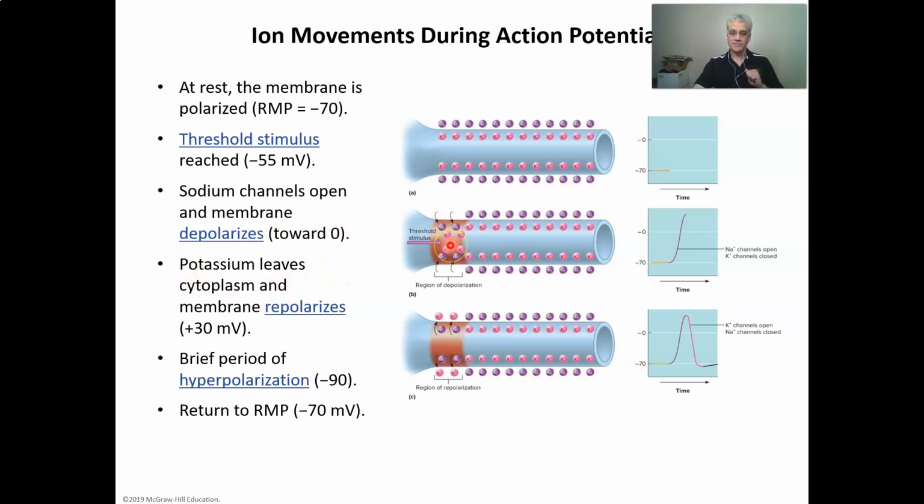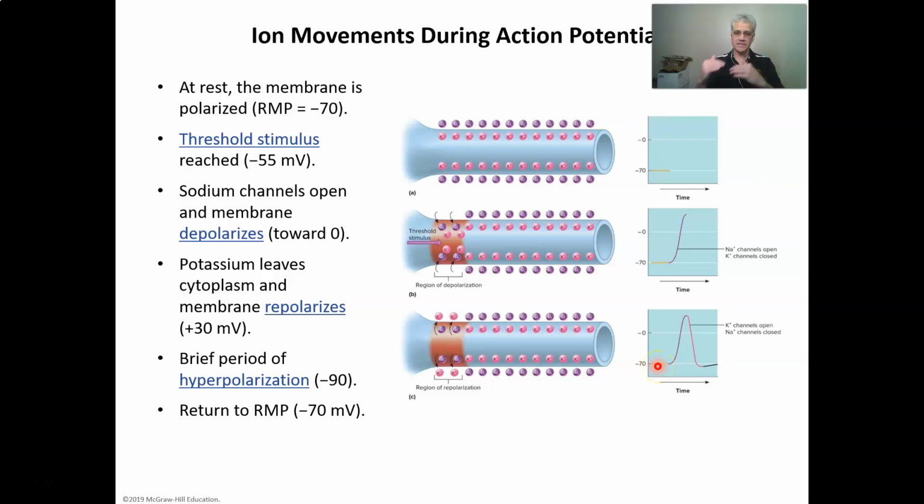So sodium flows in first, and then after that, but decidedly after that, the potassium channels open, and now potassium can flow out. Remember, it's in high concentration inside the neuron, inside the axon. It's in low concentration outside. So it wants to flow down its concentration gradient. That part of the action potential is called the repolarization part.